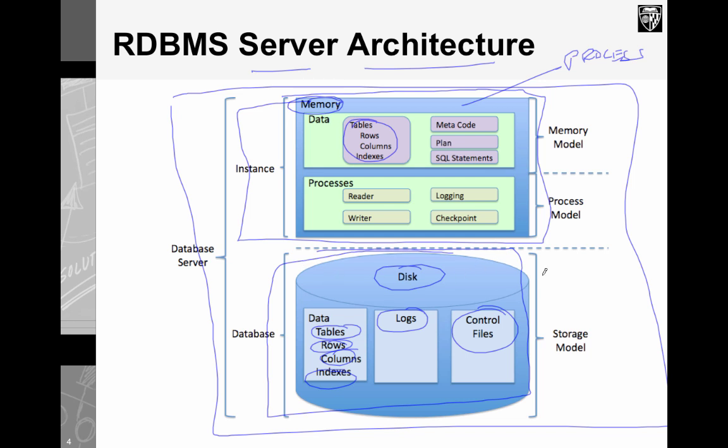And then there is the persistence aspect of a relational database. The persistence aspect of it is where the disk comes into play. So that's generally what an RDBMS server looks like. And by the way, when a server is running, we call it an instance.